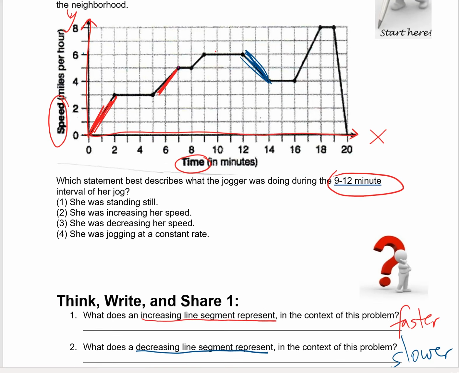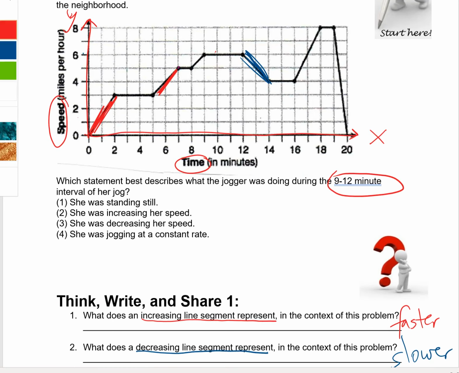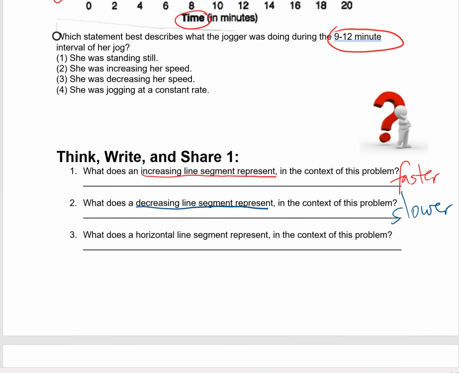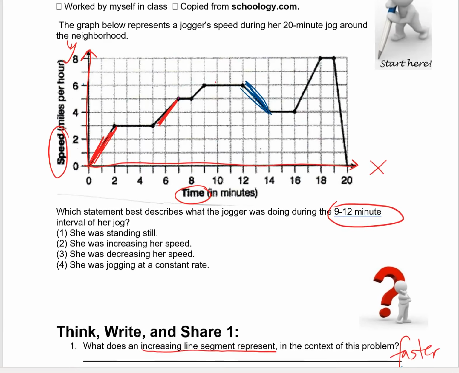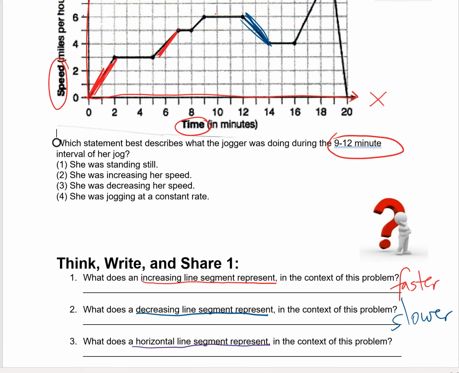And then it leads us to the final question at the bottom, which is, what does a horizontal line segment represent in the context of this problem? So let's think about it. If increasing, the one heading up, meant faster, decreasing, the one heading down, meant slower, a flat segment like this is neither faster or slower. You're kind of just staying at the same pace.